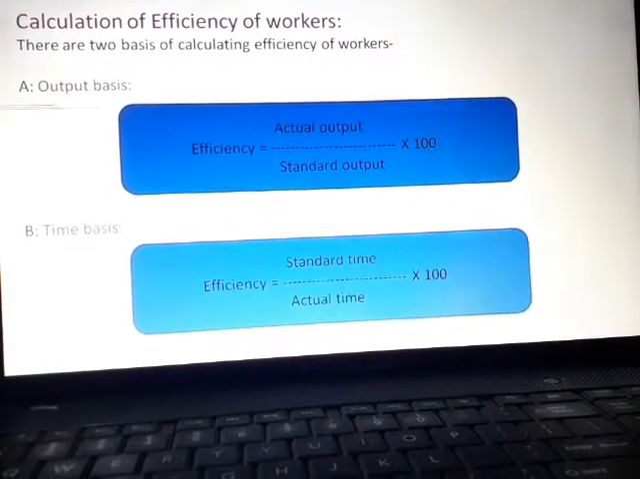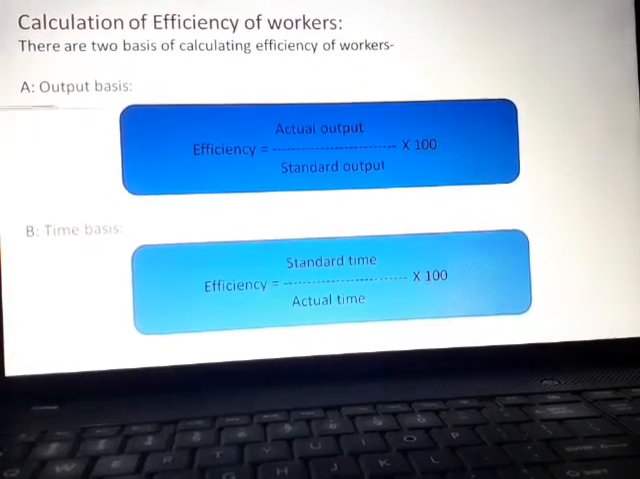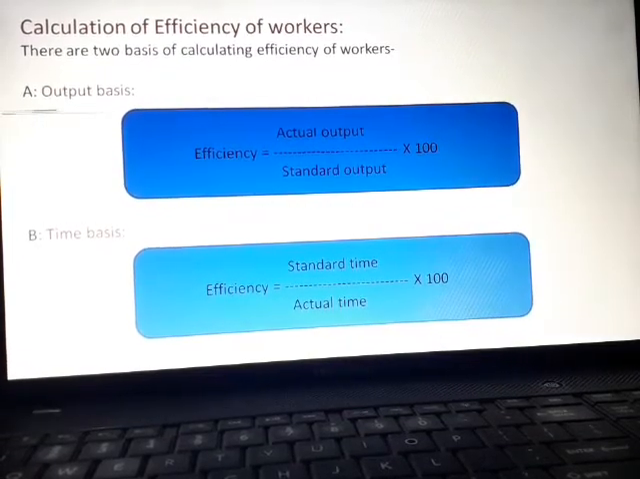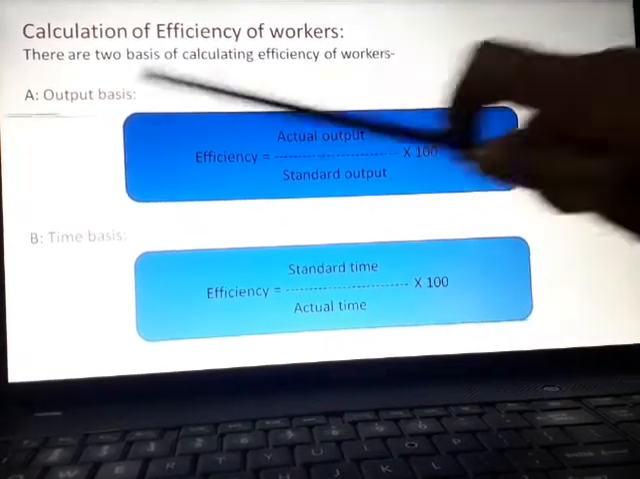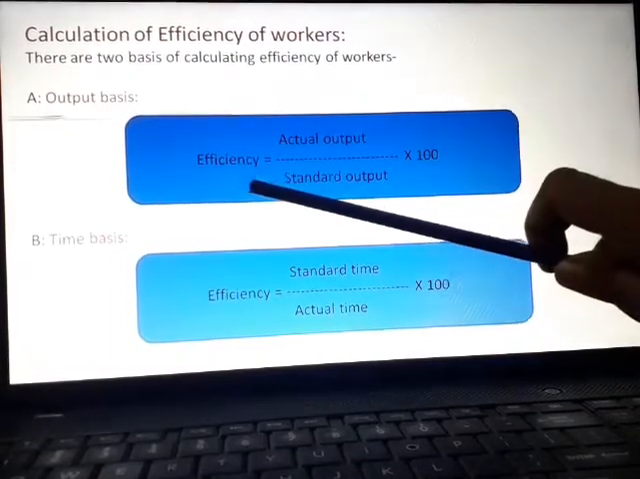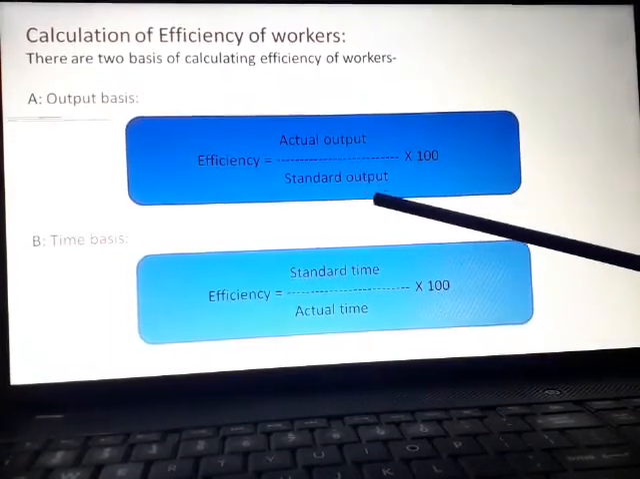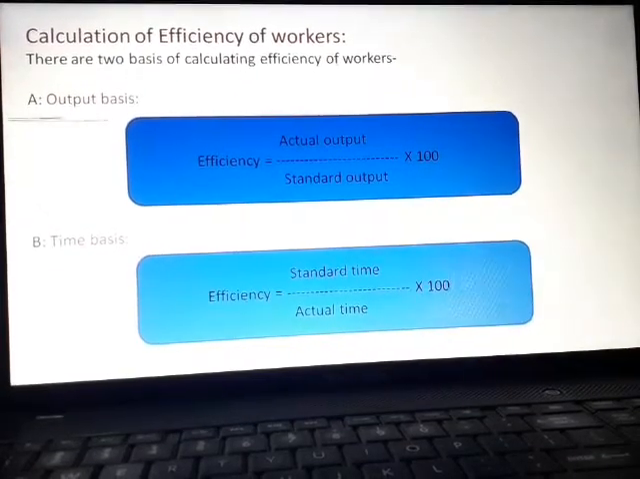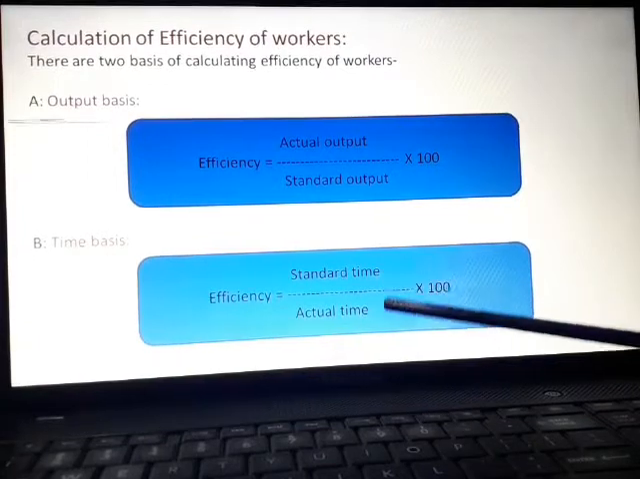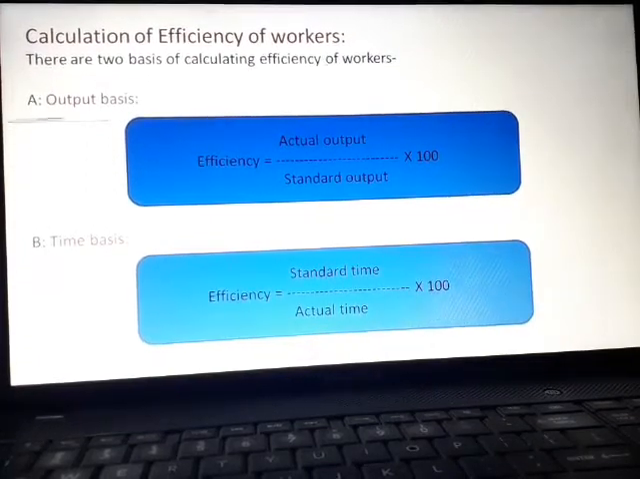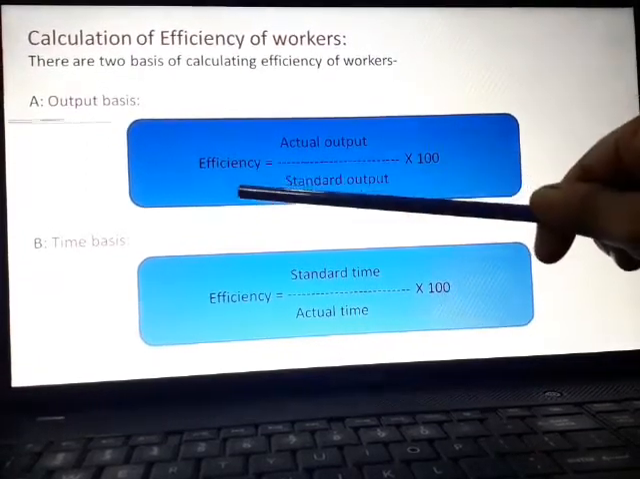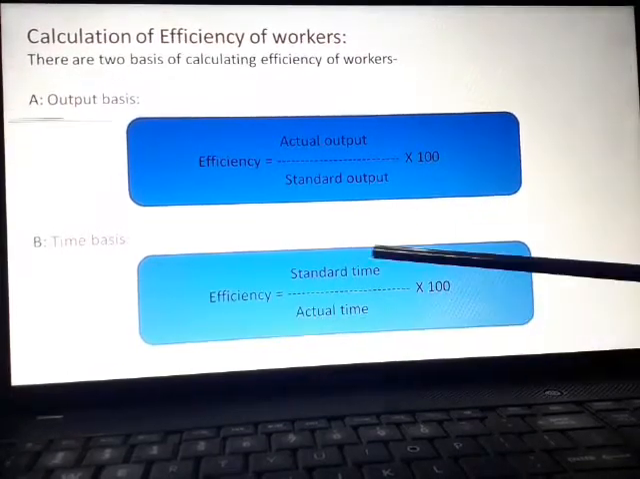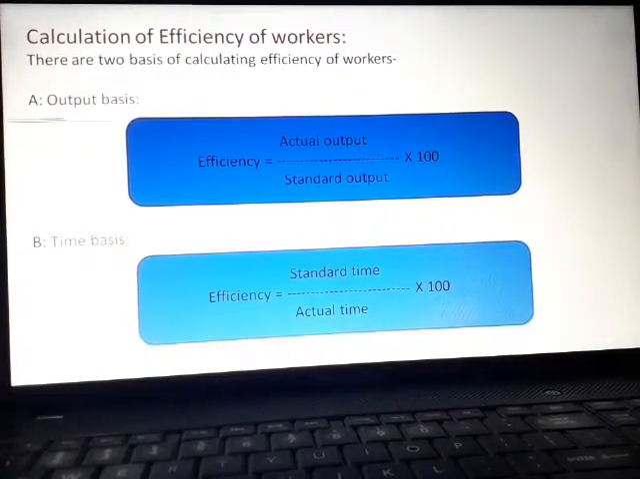How is efficiency calculated? Efficiency is calculated on two bases: output basis and time basis. If it is on output basis, the formula is efficiency equals actual output by standard output into 100. If it is calculated on time basis, then efficiency equals standard time by actual time into 100.